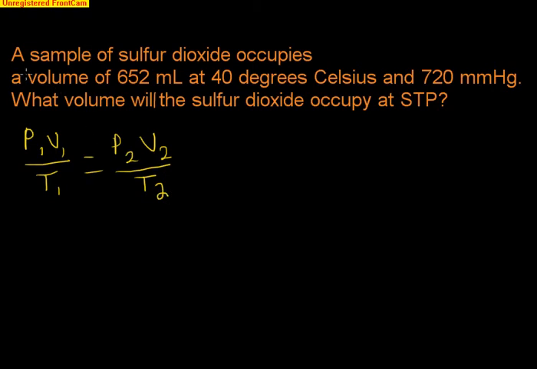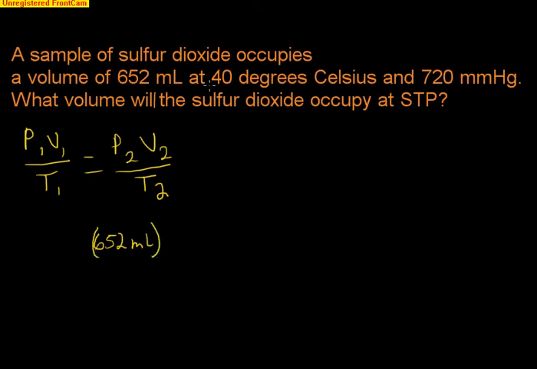If we read here, it says a volume of 652 milliliters. That is our first volume, so this is an initial volume. We're going to take 652 milliliters and put it in place of V1. I'm going to write it down below, and I'll put parentheses around it.